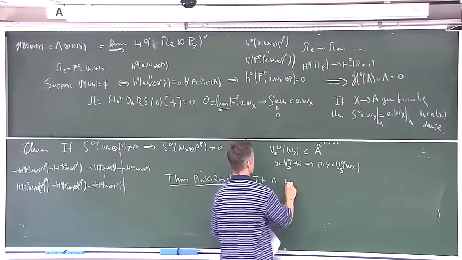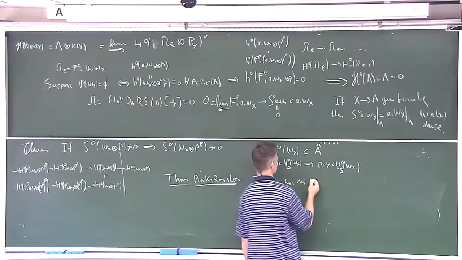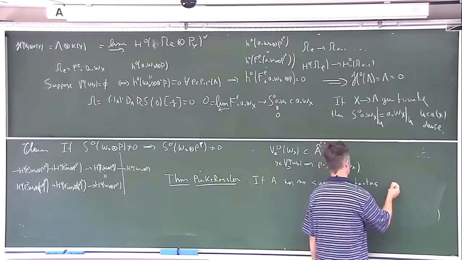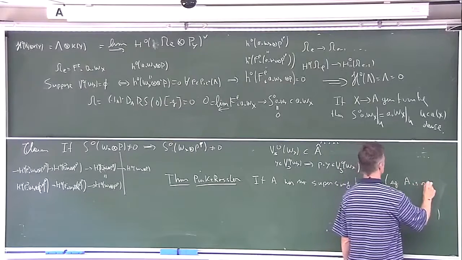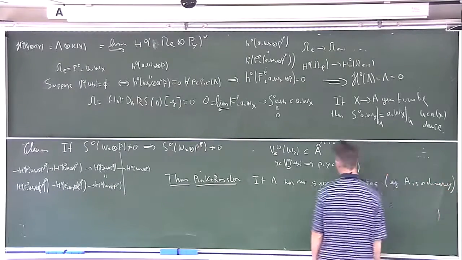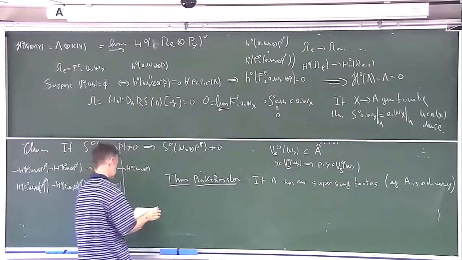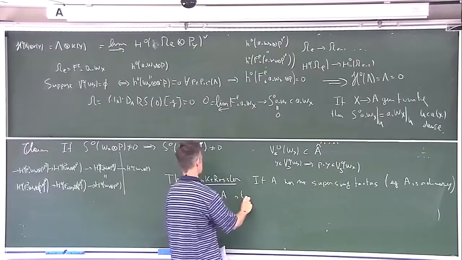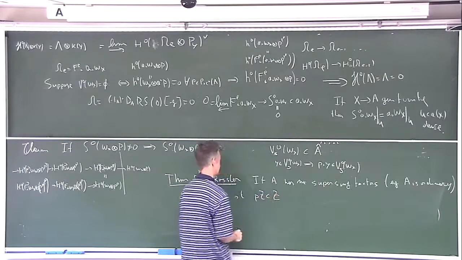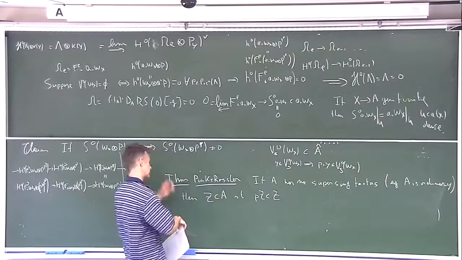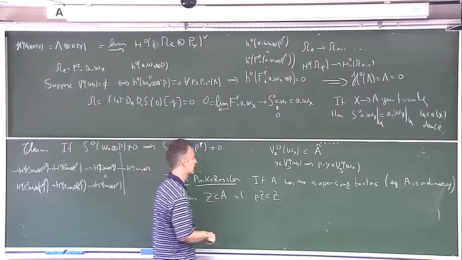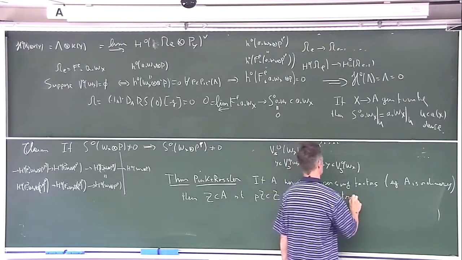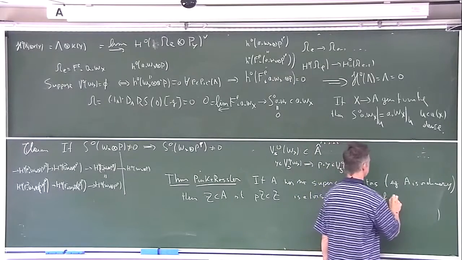if A has no supersingular factors, well in this case A hat with no supersingular factors, e.g. A is ordinary, then any closed subset Z contained in A such that PZ is contained in Z, a closed subset with this property, is a torsion translate of an abelian subvariety.